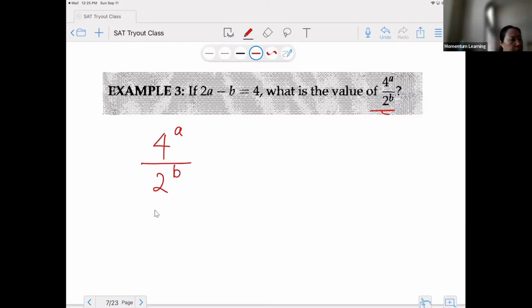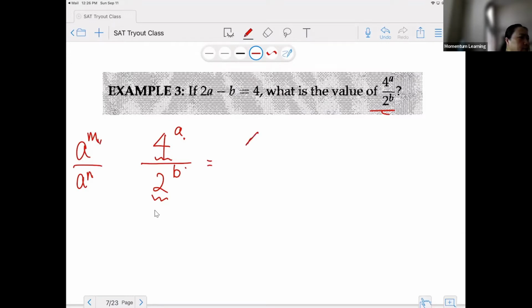So first I noticed I don't have the same base. In example 2 earlier, we had the same base, 3 and 3. Right now I have a 4 and a 2. They are different bases, so I cannot just directly do the subtraction, right? It has to be the same base. Remember, it has to be the same base, and then I'll do the subtraction of the exponents. Now, can I make it the same base? Yes. And okay, the easiest way is to make 4 into base 2.